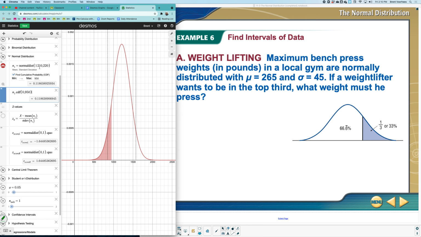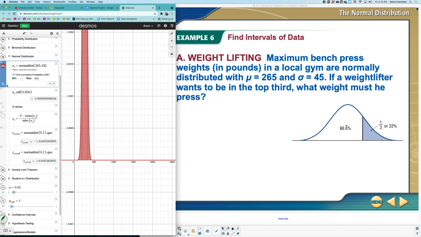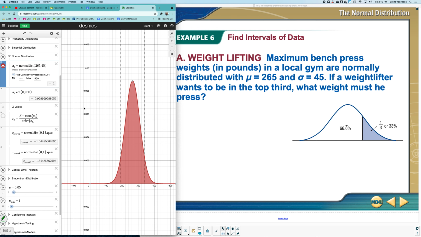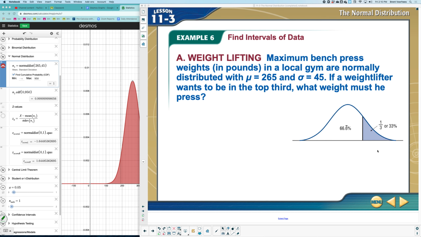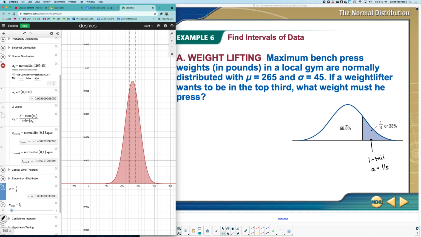So let's plug in our numbers. We know that the mean in this situation is 265 and the standard deviation is 45 pounds. I'm going to zoom fit our data. I want just this top third. Notice this is one tail. That's one tail, and the A value is 1/3. I'm going to enter it like that so it's exact. So I'm going to come to my calculator and say A is 1/3 with one tail.